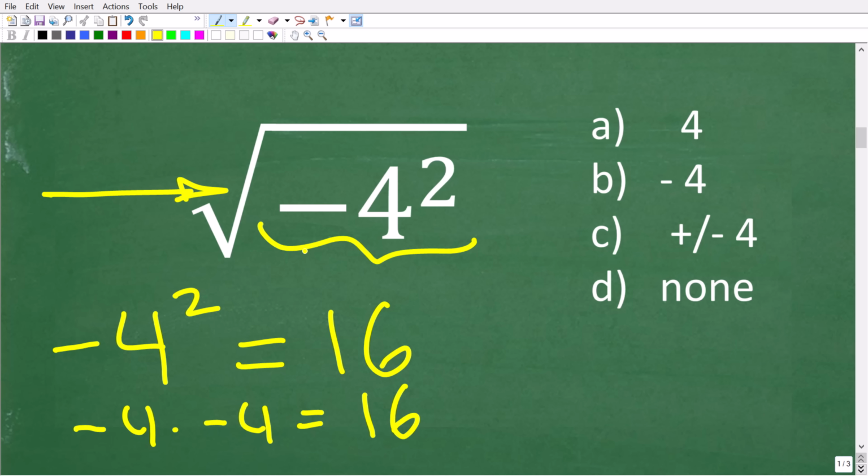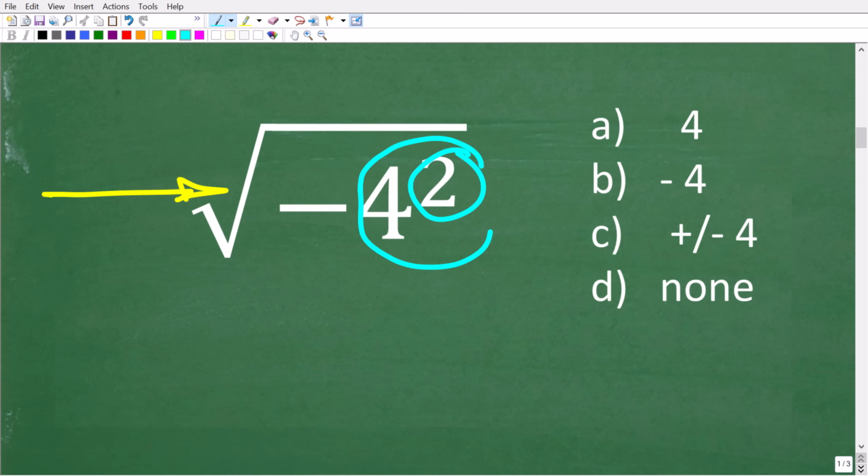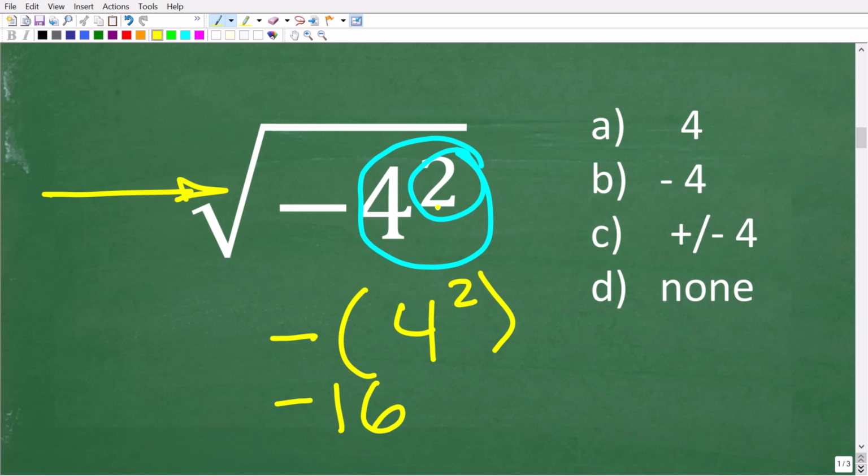But this is not what this is equal to, or this is not what this is saying, rather. So what this is actually saying, let me go ahead and erase this here for a second, is the following. This exponent right here, this power, is only working on this positive 4. So really what this is saying is, what is the opposite of a positive 4 squared? So this is negative 16. All right, so negative 4 squared is equal to a negative 16, not a positive 16.